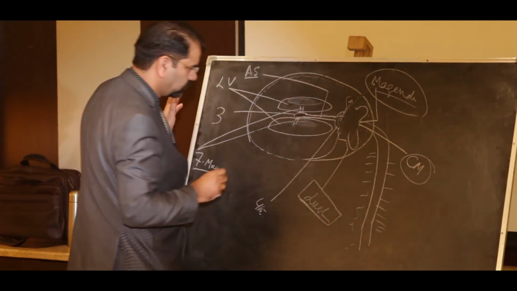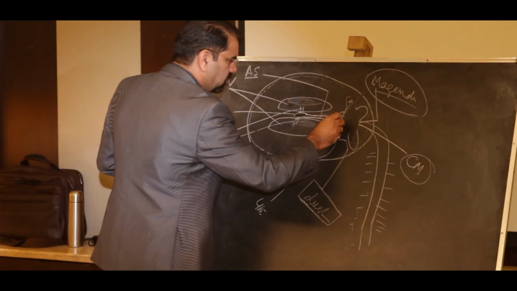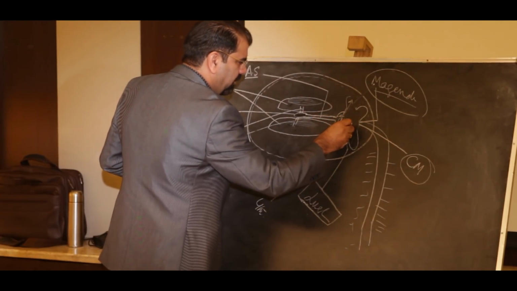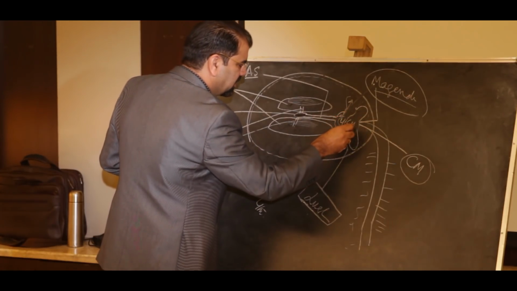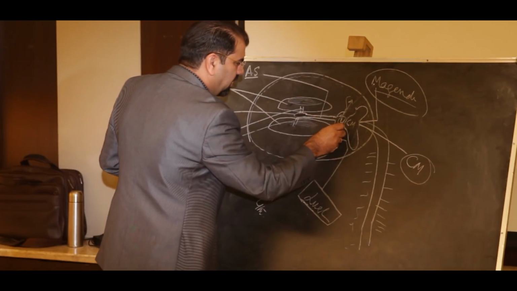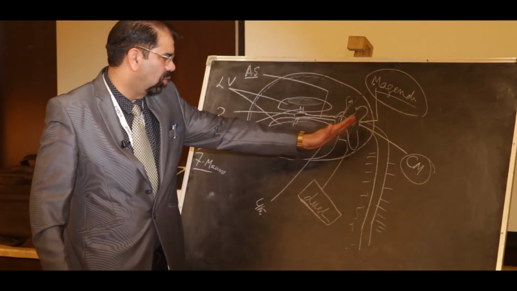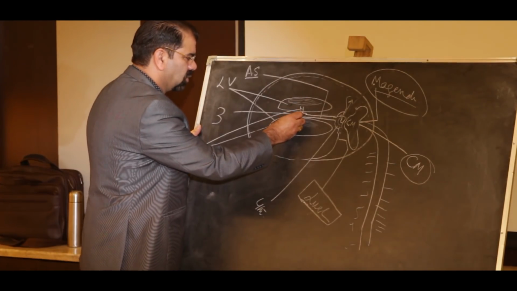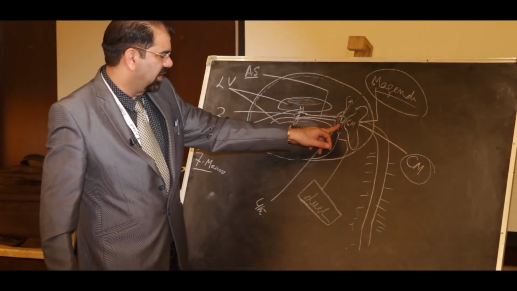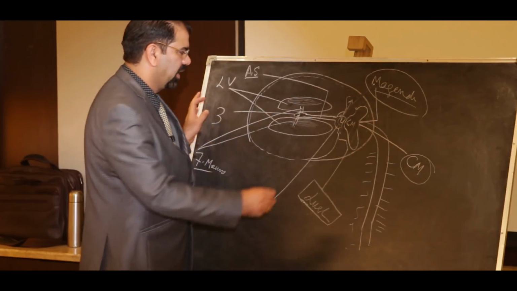This is the spine. Fourth ventricle is here. Cisterna magna is in front of, not cisterna magna. Fourth ventricle is in front of cisterna magna. Cisterna magna is posterior to fourth ventricle. Third ventricle is medial, right? So this is medial. Fourth ventricle is in front of cisterna magna over here.